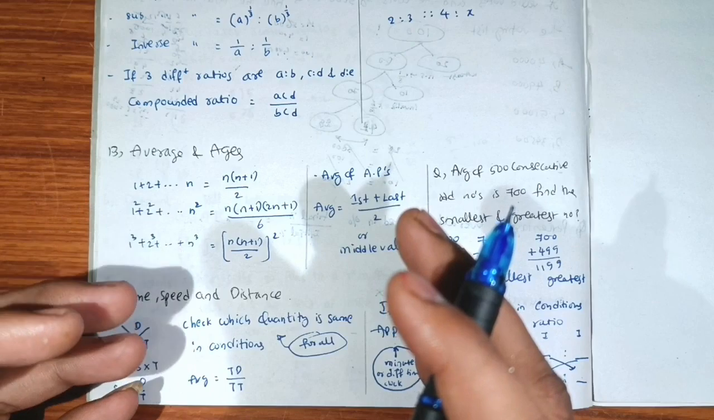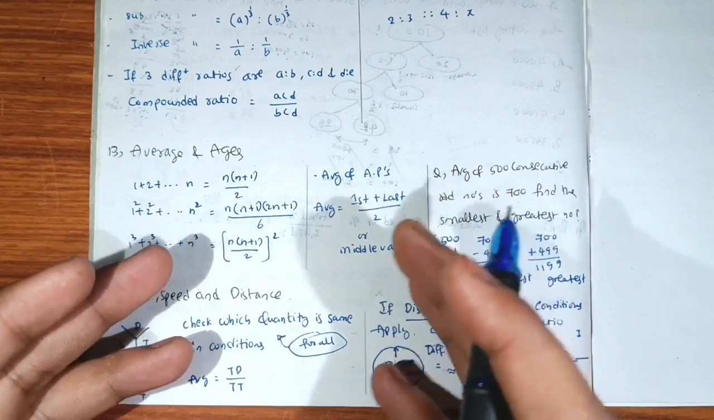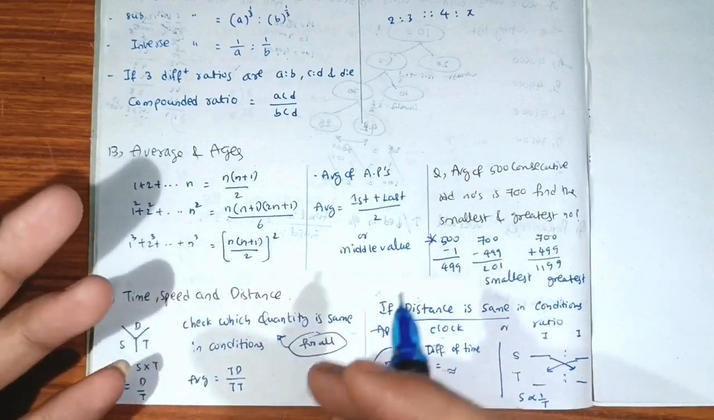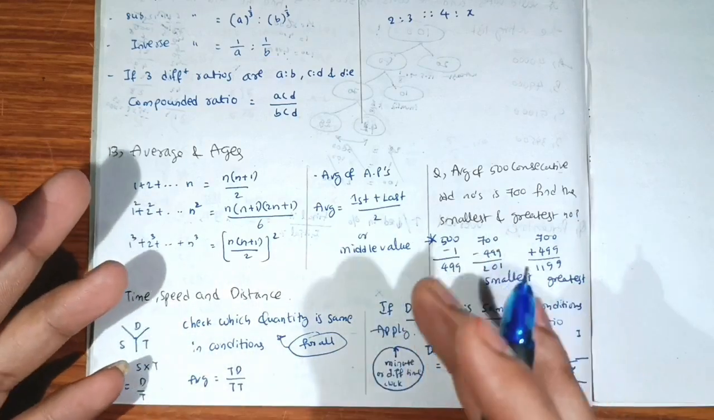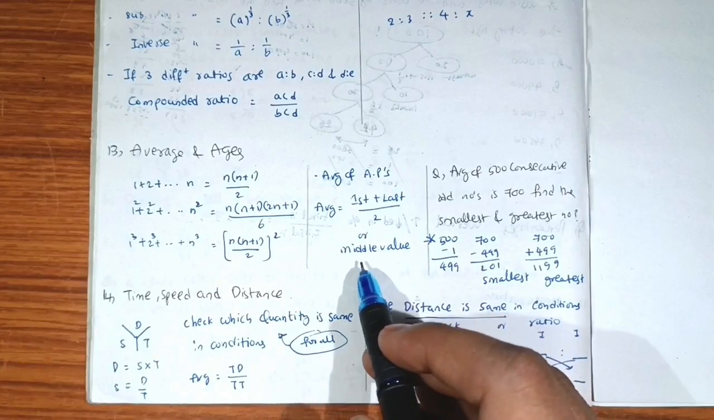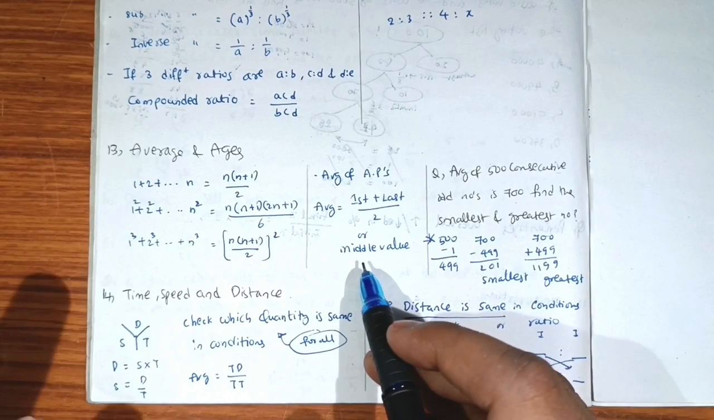The middle value will be the average of an arithmetic progression, because in an arithmetic progression, the difference between any two consecutive terms is the same. So use this formula, or you can use the middle value. This is all about the tricks.